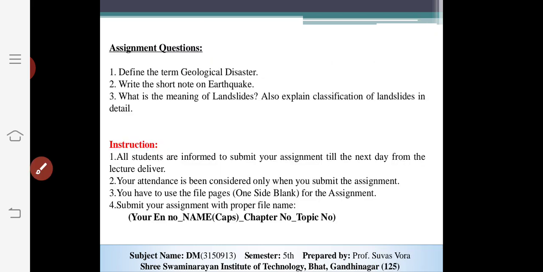So today we learned about what an earthquake is, then the measurement of earthquakes, causes, effects and types of earthquakes, and what precautions may be taken when an earthquake arises. Then we learned about landsliding and types of landsliding. So here are the assignment questions: define the term geological disasters, write short notes on earthquakes, what is the meaning of landslide, and also explain the classifications of landslides in detail, but you can write only the statement of the classifications.